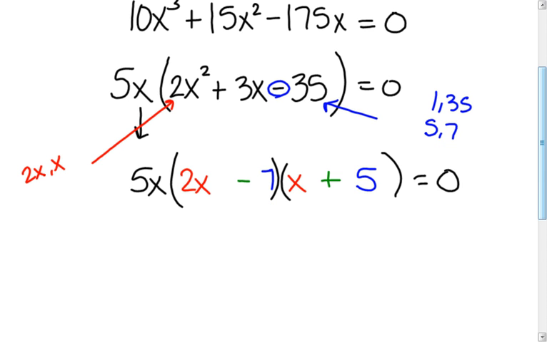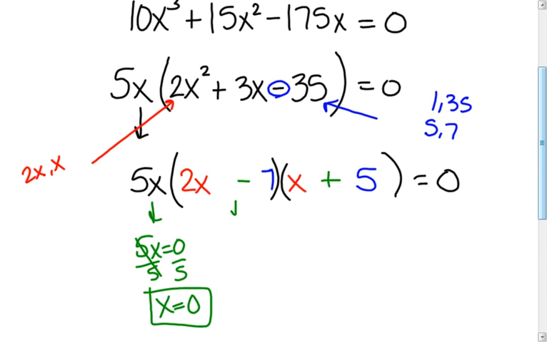Okay, so now I factored it, and now you need to set each part equal to 0. So, here I'm going to set 5x equals 0, and there is a variable, so I do need to figure out what x has to be to make that be 0. You can't just cross it off, so I will divide by 5, but 0 divided by anything is still 0.